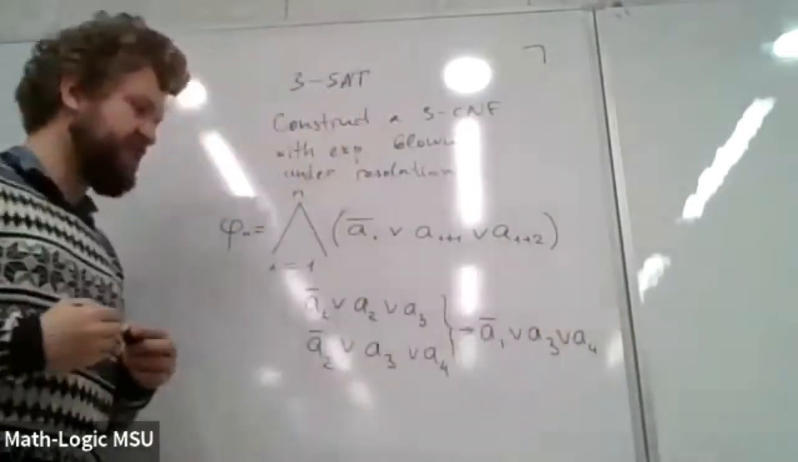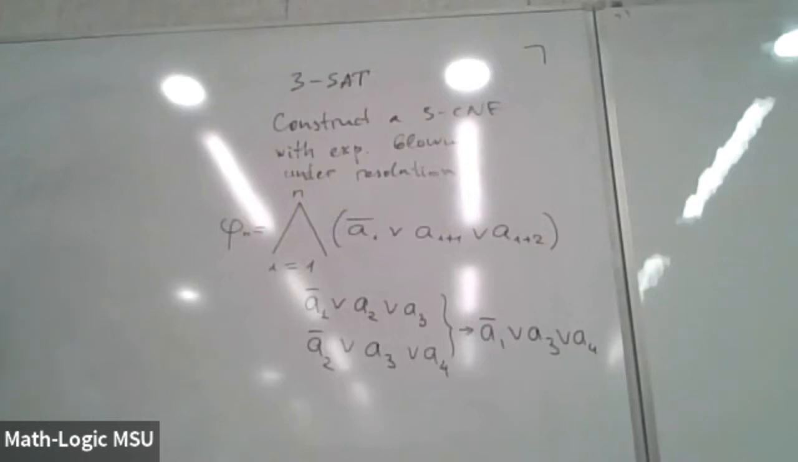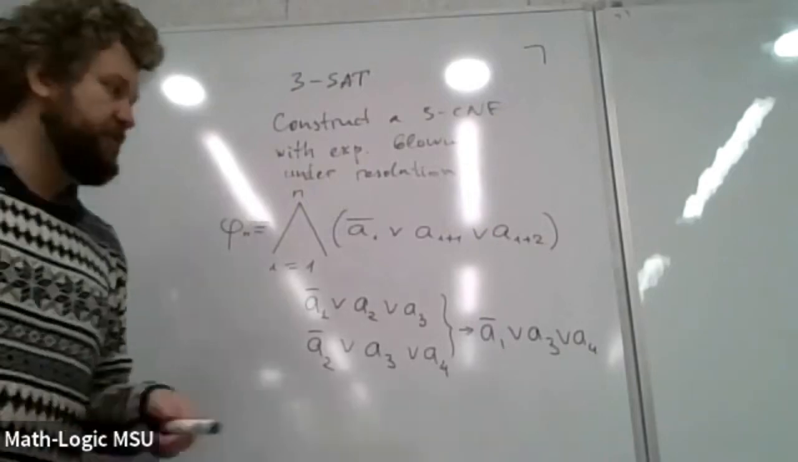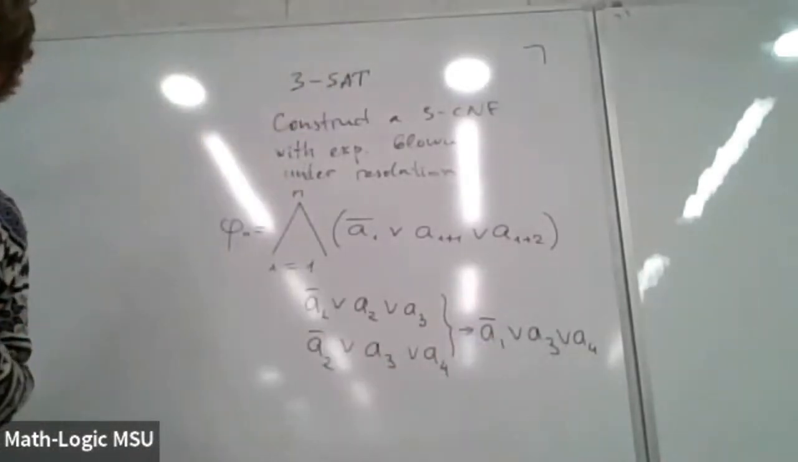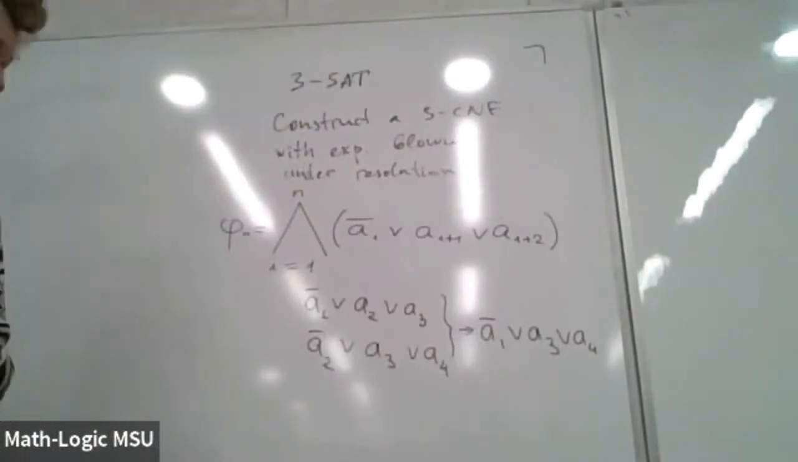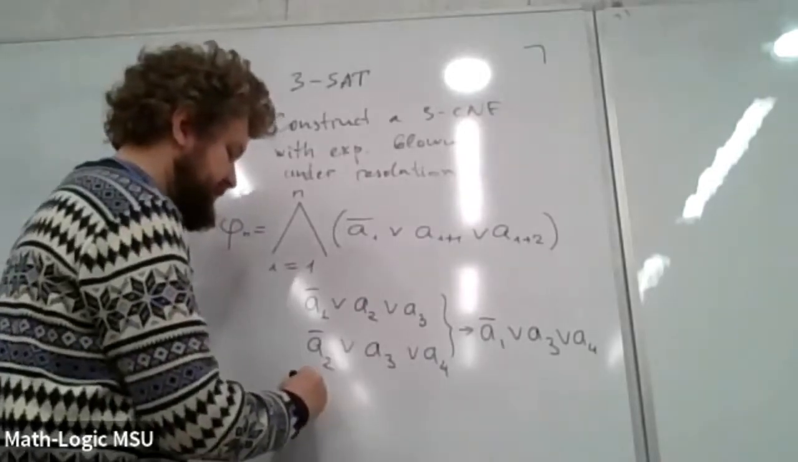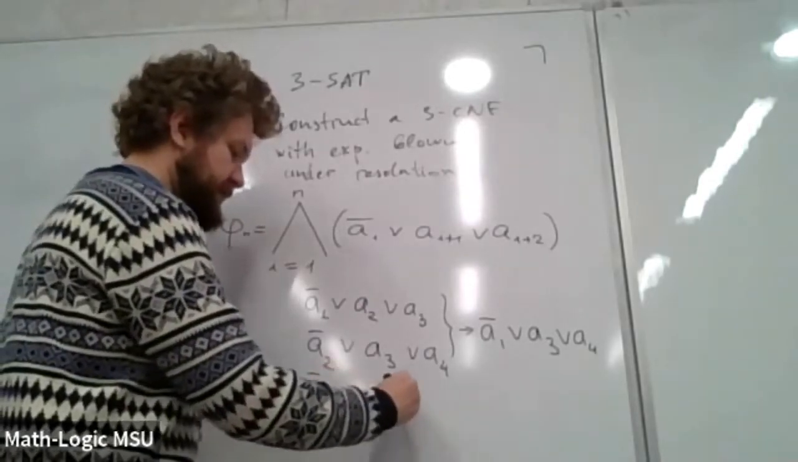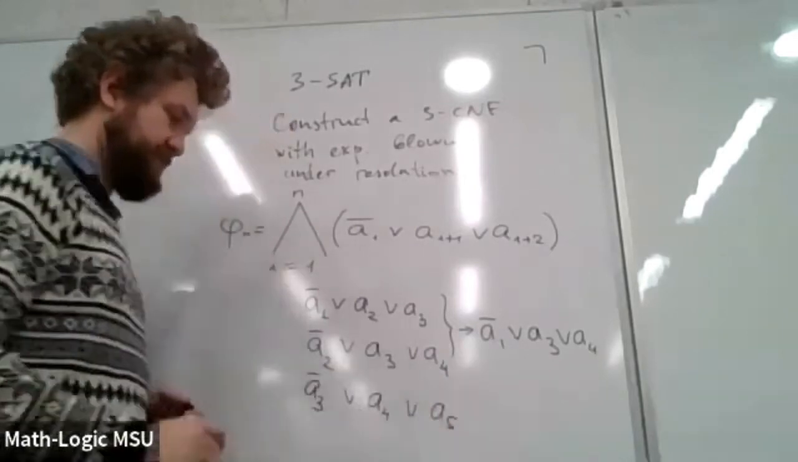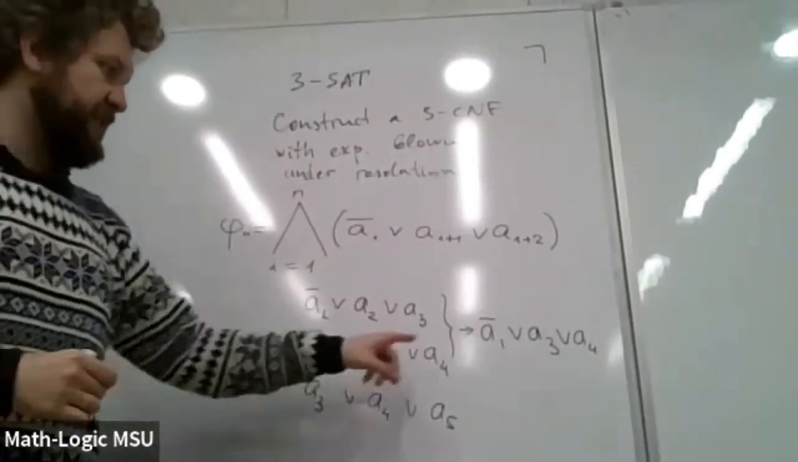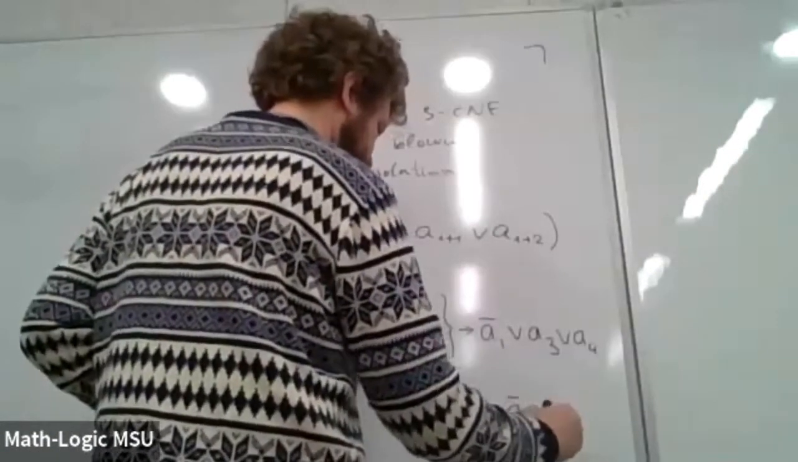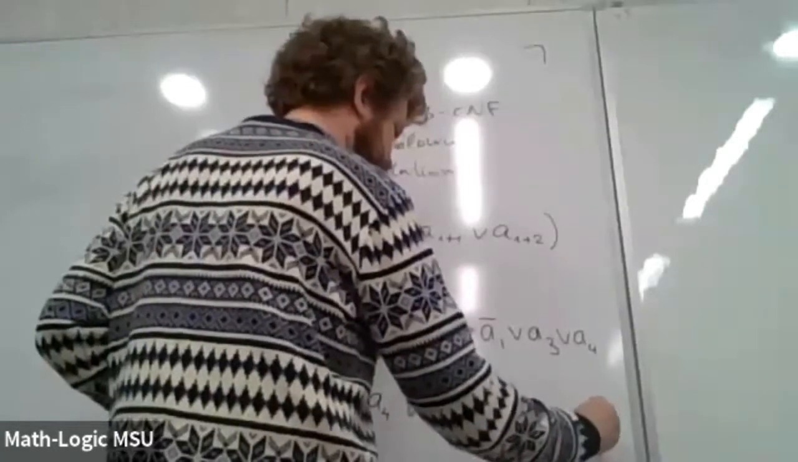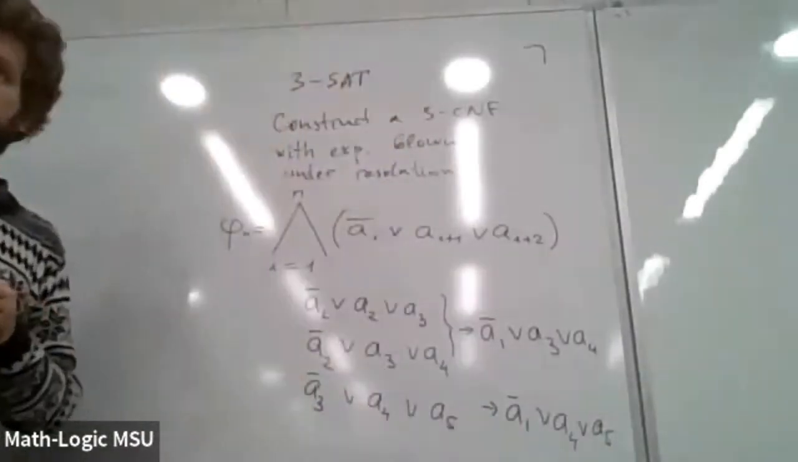But this is not that interesting, because what happened now? It just put the next two guys here. So what happens next? Next you will have not A3 or A4 or A5, right? Again, you can resolve this against this, and you will get not A1 or A4 or A5.